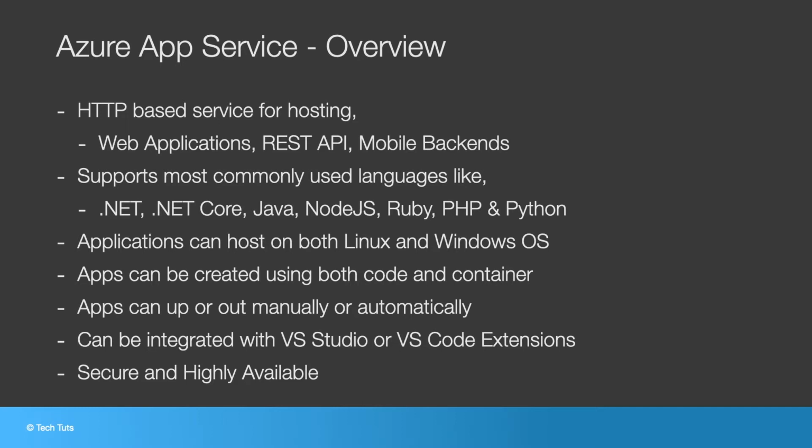Azure App Service supports most of the commonly used languages like .NET, .NET Core, Java, Node.js, Ruby, PHP, and Python. Azure App Service can host applications on both Windows and Linux operating systems. Apps hosted in Azure App Service are secure, highly available, and can scale up or out either manually or automatically. Now let's jump onto the Azure portal and create a web app in Azure App Service.